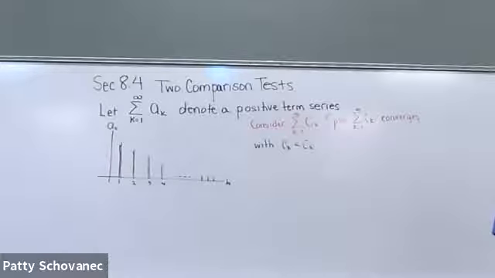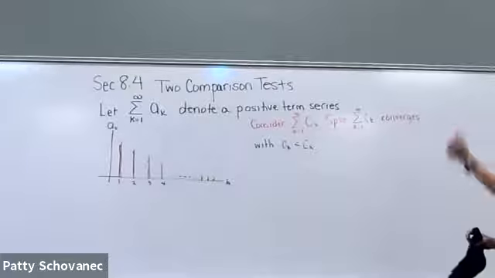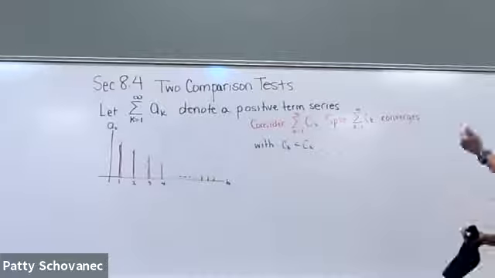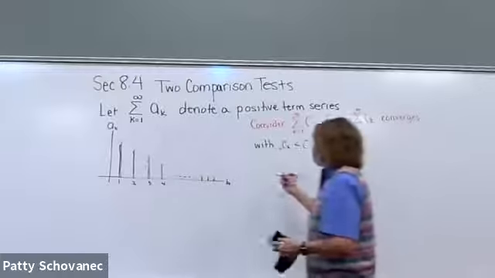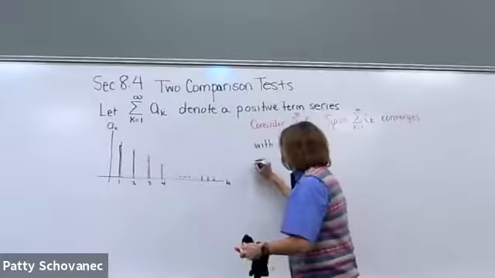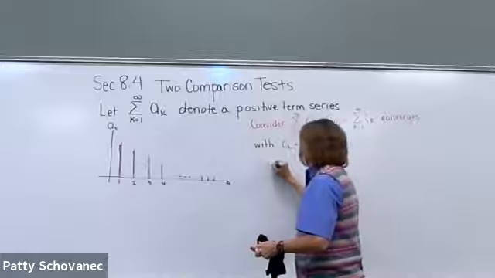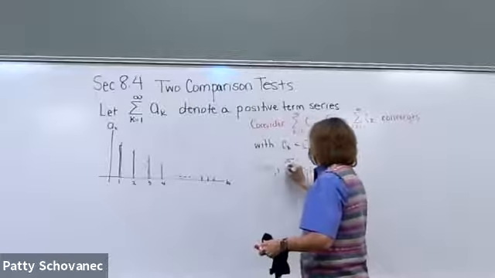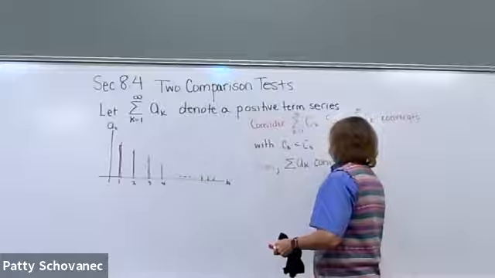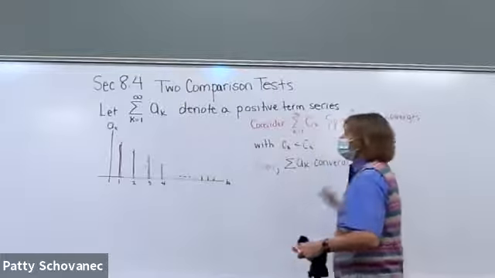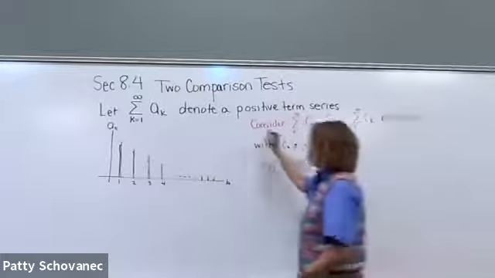That's part one of the direct comparison test. If my series has terms that are smaller than the terms of a convergent series, then my series converges as well. So that's part one.